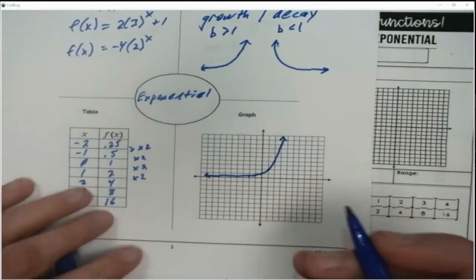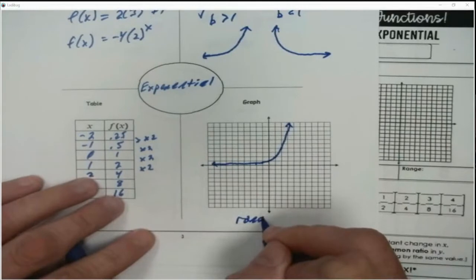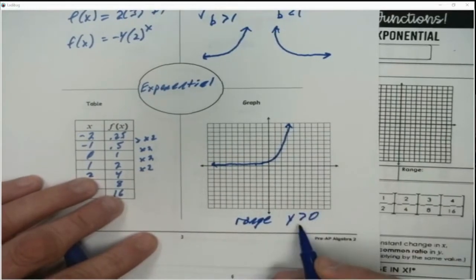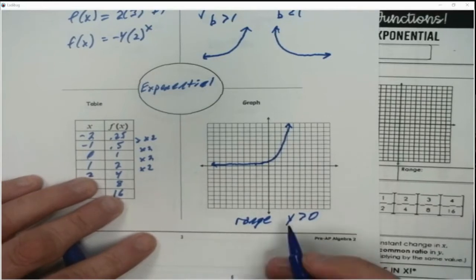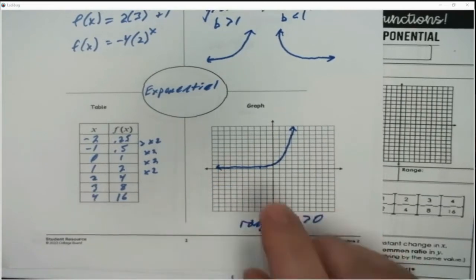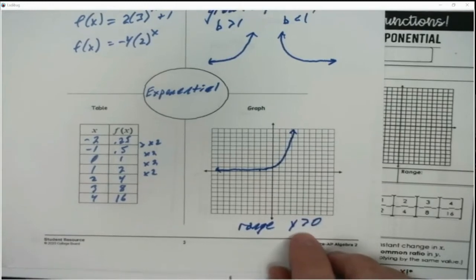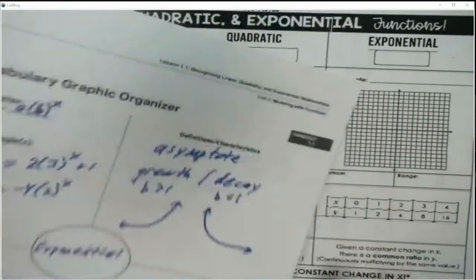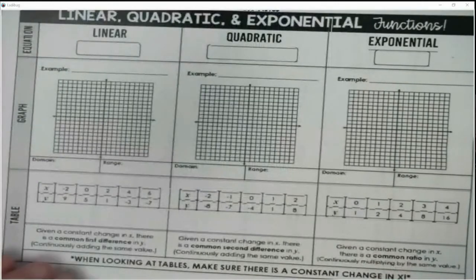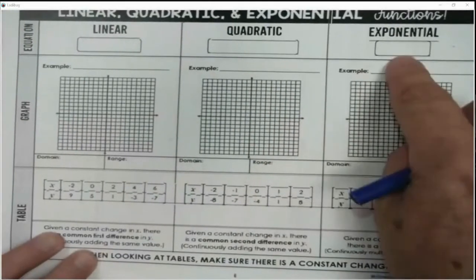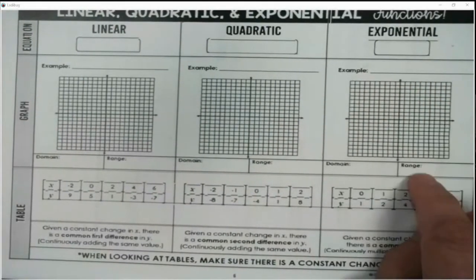So our range is y greater than 0, not greater than or equal to. Just all the y's greater than 0 will be included in the range. If it touched 0, then we could say y is greater than or equal to. But in this case, it's just y is greater than 0. So for your example, if you use our graph on the exponential, the range would just be y is greater than 0.